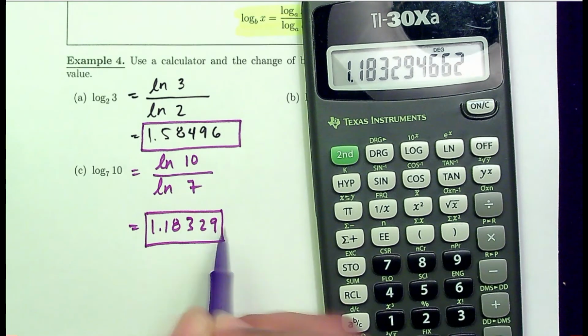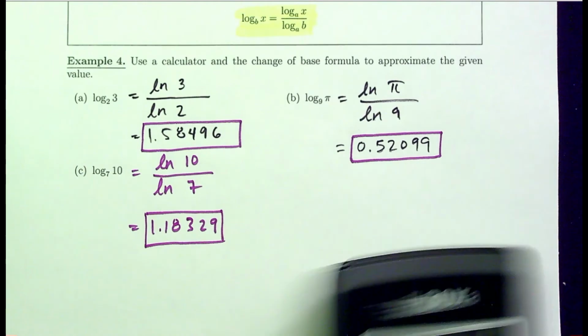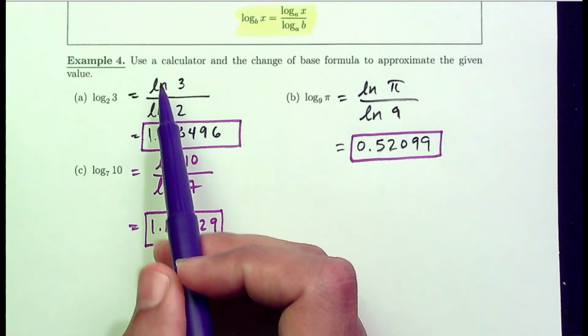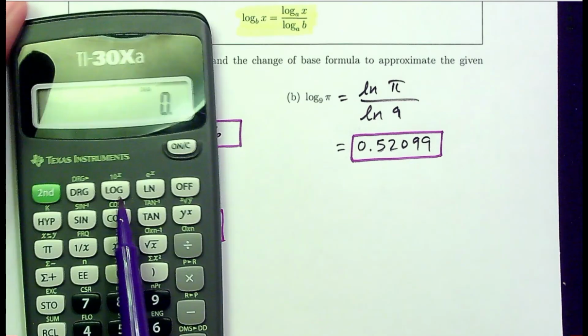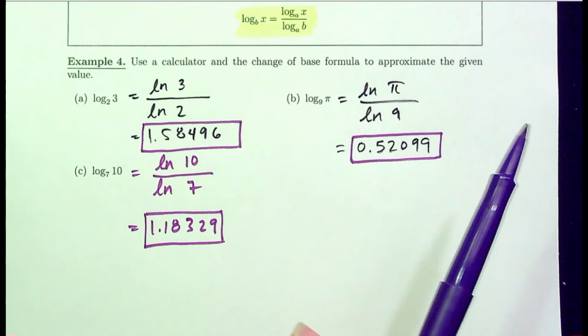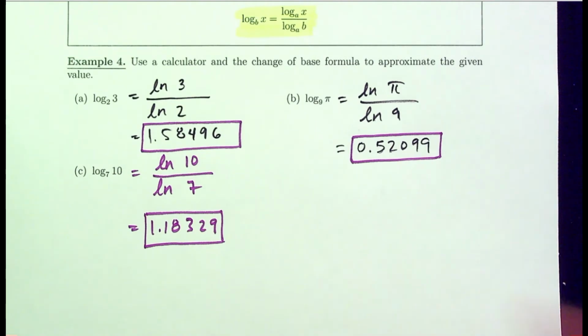Okay, so I changed all of them to ln because that's my preference, but you can put here any logarithm. You can put base 10, which will be this button, or any base that you're asked to do. But if the point is to put it in the calculator, then you're only going to use base 10 or base e.